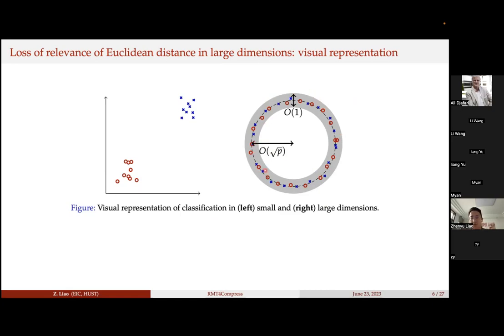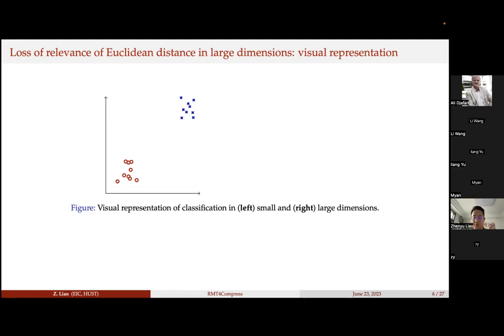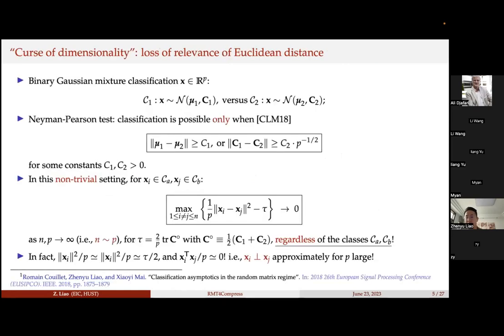and within this very thin shell, all the data points are there. So if we measure the distance between any two data points, whether they are blue crosses or red circles, we always get the same distance. They are approximately at the same distance from each other. And this is exactly what we have calculated here. This distance is exactly given by this constant tau.